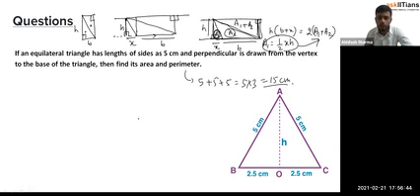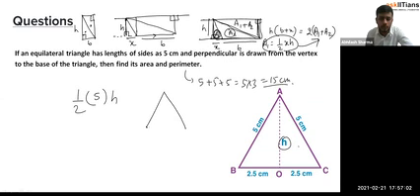Area will be half into base into height, as we have already seen. So half into 5 into height, where the height we don't know. But we can easily find this height by using Pythagoras. So let me explain what we are saying. Whenever we have an equilateral triangle, all of the angles are 60 degrees. So when I have dropped a perpendicular here, this is 60 degrees, this is also 60 degrees.